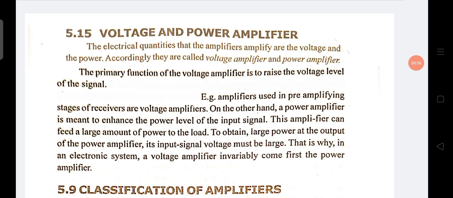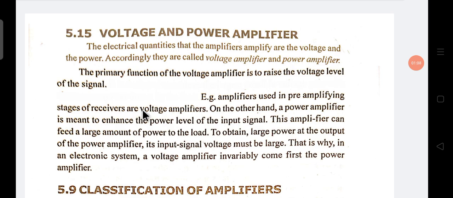Similarly, in a power amplifier, the name suggests that the power of the signal is amplified in this device. So that is why it is called a power amplifier. Now you see, the prime function of the voltage amplifier is to raise the voltage level. That is the amplifier used in the pre-amplifying stage of the receiver.